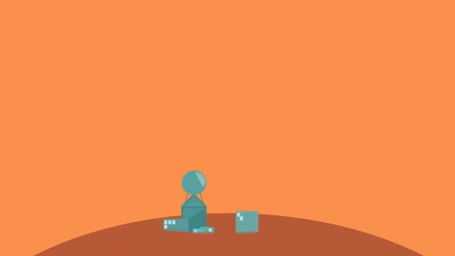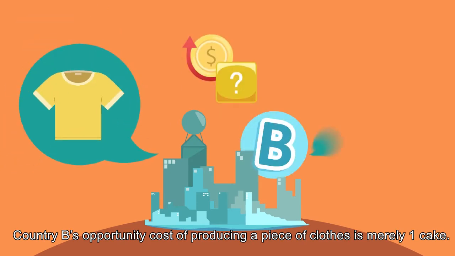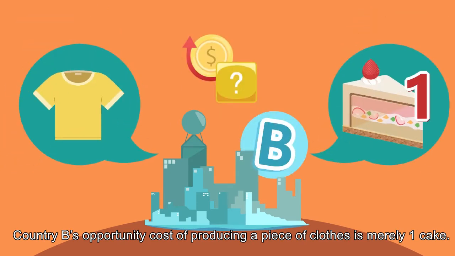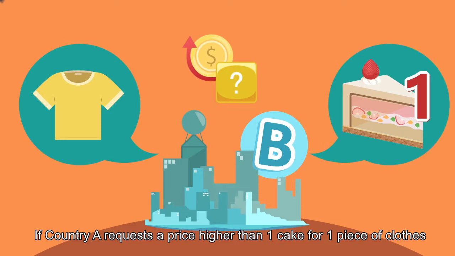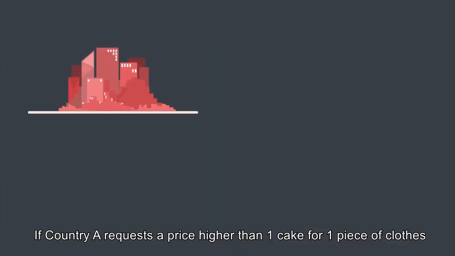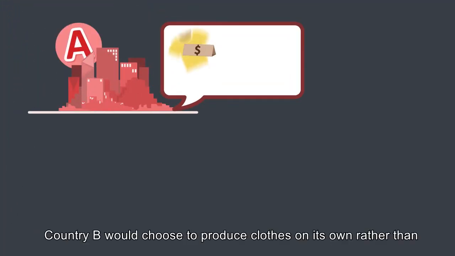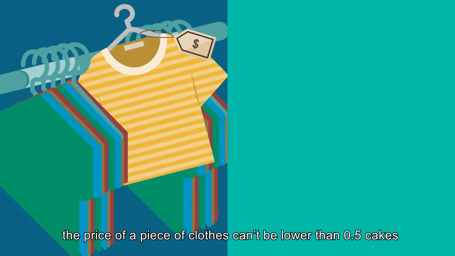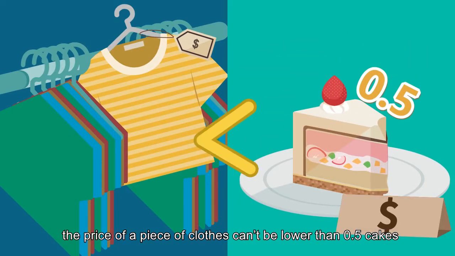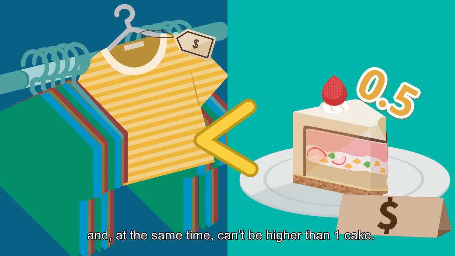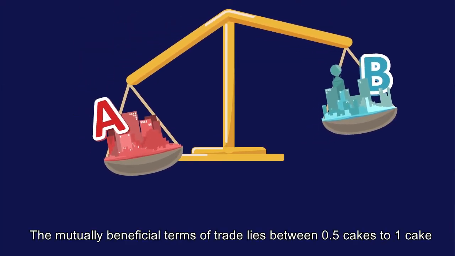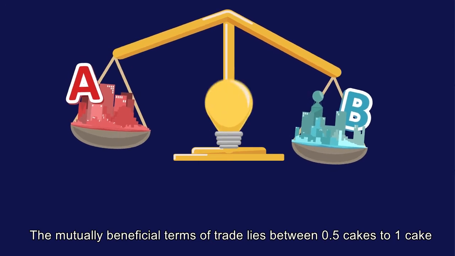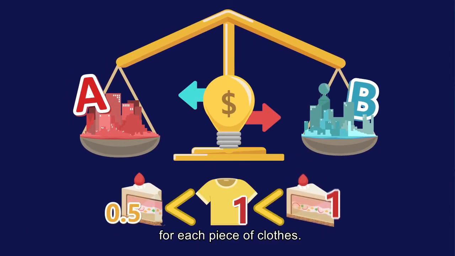On the other hand, country B's opportunity cost of producing a piece of clothes is merely 1 cake. If country A requests a price higher than 1 cake for 1 piece of clothes, country B would choose to produce clothes on its own rather than to import clothes from country A. So in this case, the price of a piece of clothes can't be lower than 0.5 cakes and, at the same time, can't be higher than 1 cake. The mutually beneficial terms of trade lies between 0.5 cakes to 1 cake for each piece of clothes.